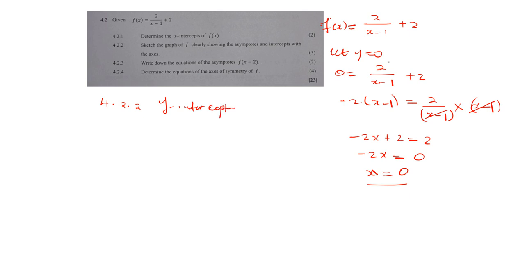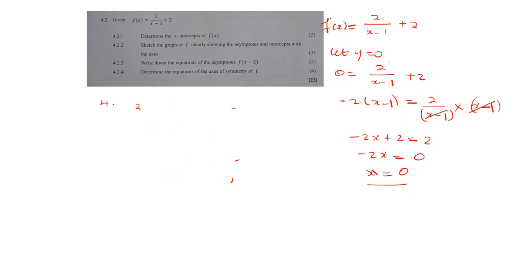The y-intercept will be y equal to 2 divided by 0 minus 1, plus 2. Wow, this will just give us 0. So the y-intercept and x-intercept are both 0. So now we can quickly go and draw our graph.